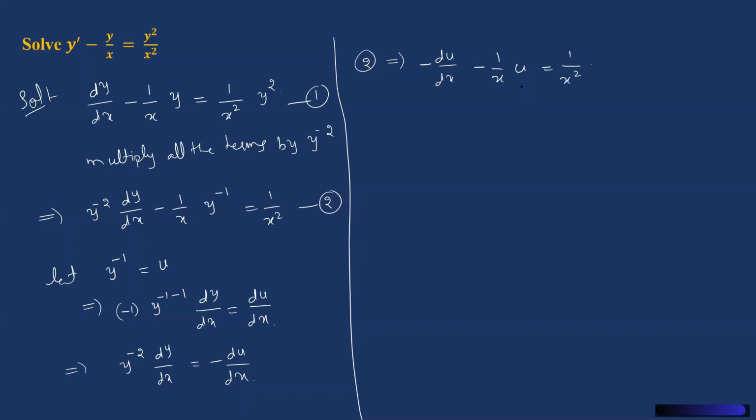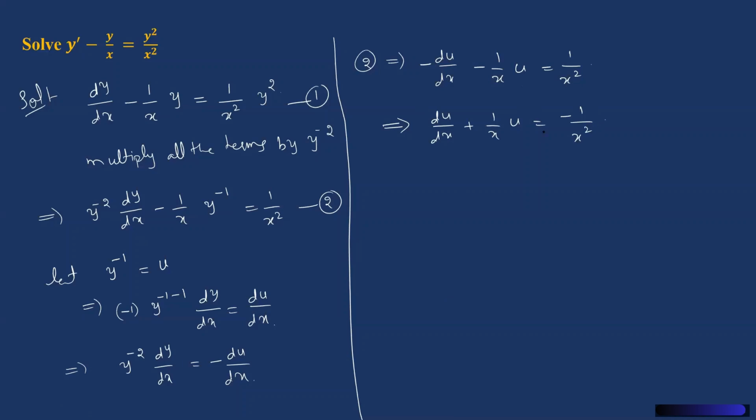Right? So yeah, we got the dependent variable here, but see, as we expected, we should have 1 as the coefficient for this du by dx. So to get a 1 there, I'm just multiplying all the terms by minus. So then we can rewrite this as du by dx plus 1 by x into u is equals to minus 1 by x square.